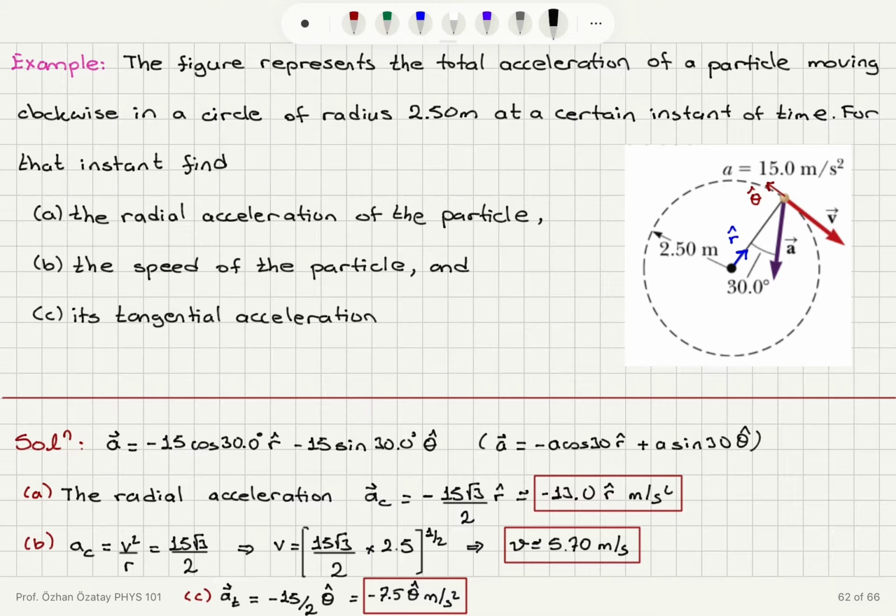Okay, so let's take a look at an example. The figure represents the total acceleration of a particle moving clockwise in a circle of radius 2.5 meters at a certain instant of time. Okay, so it's not actually moving on this circular path, it's moving on a curved path, but at a certain instant in time we find that it is part of this circular motion. For that instant, find the radial acceleration, the tangential acceleration, and the speed of the particle.